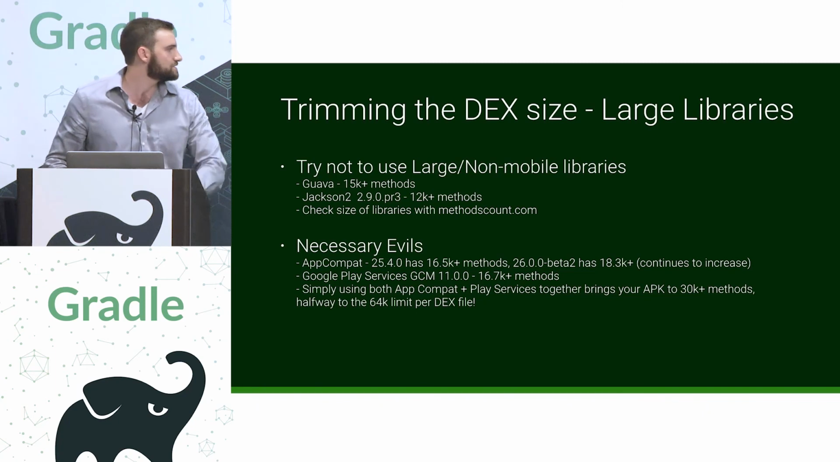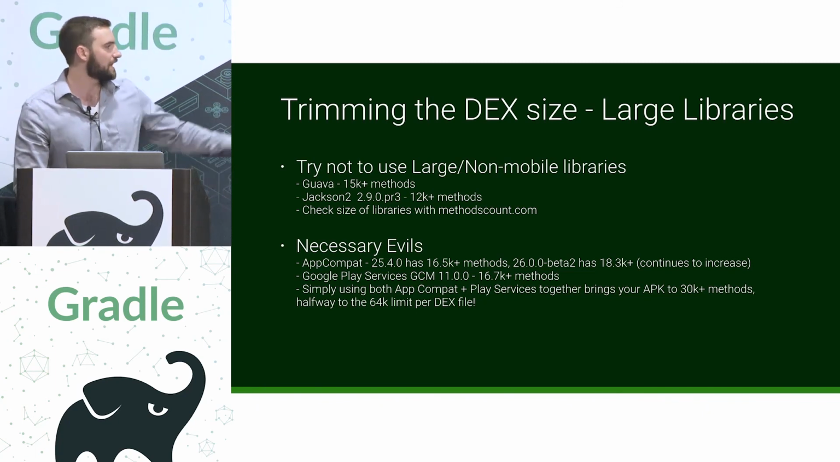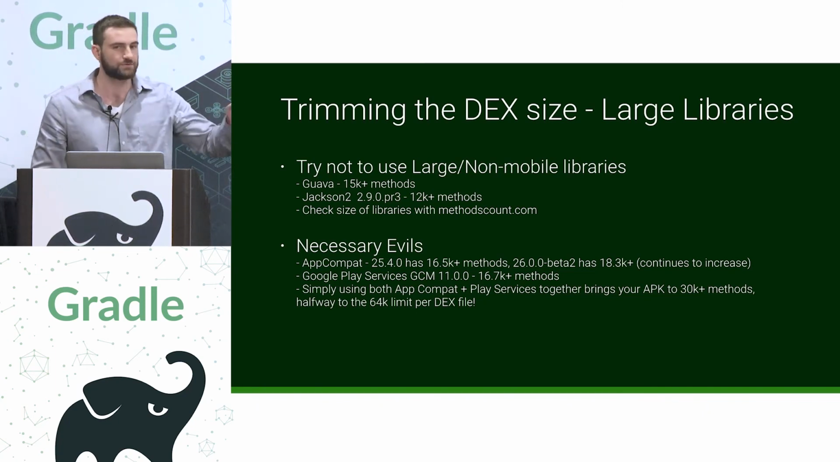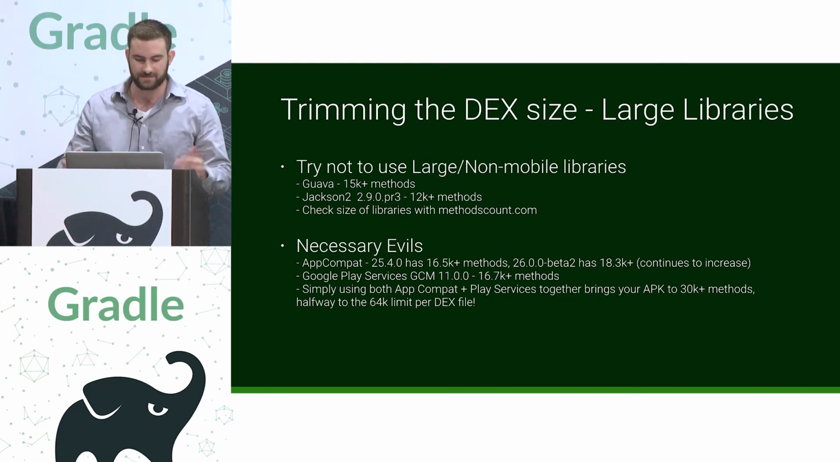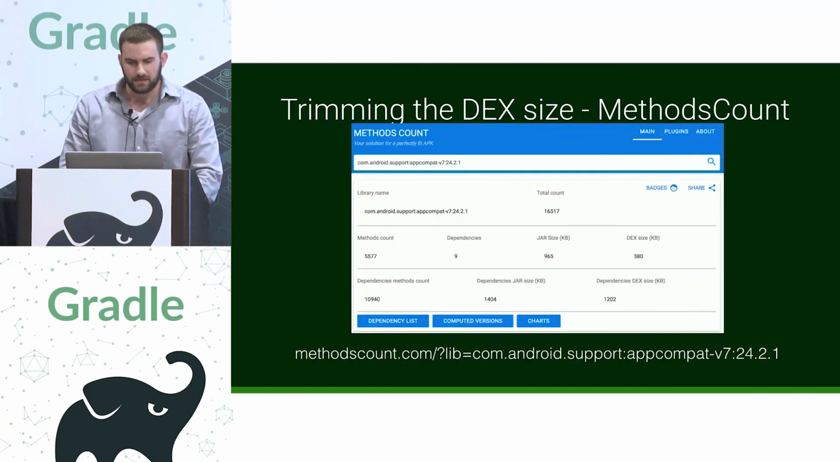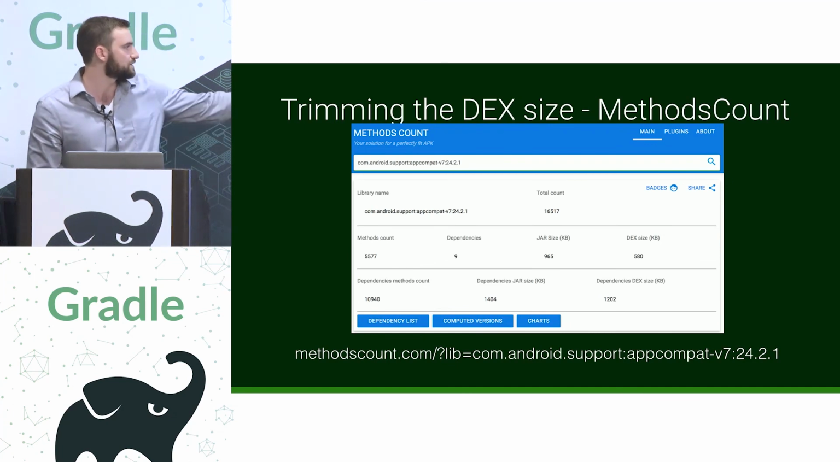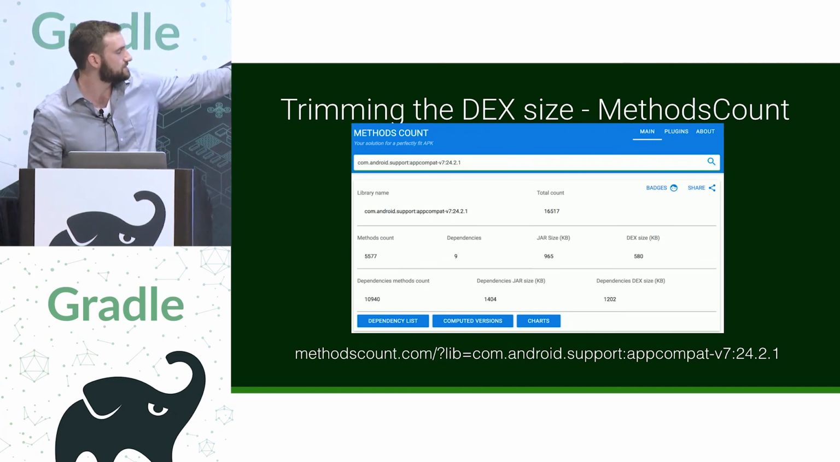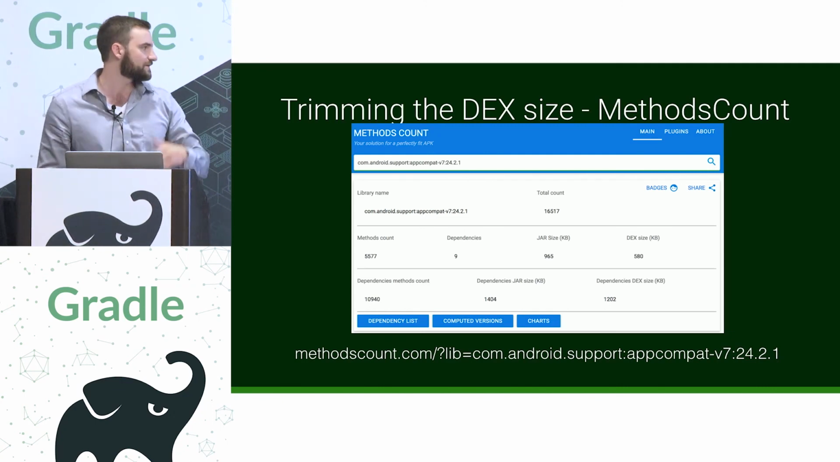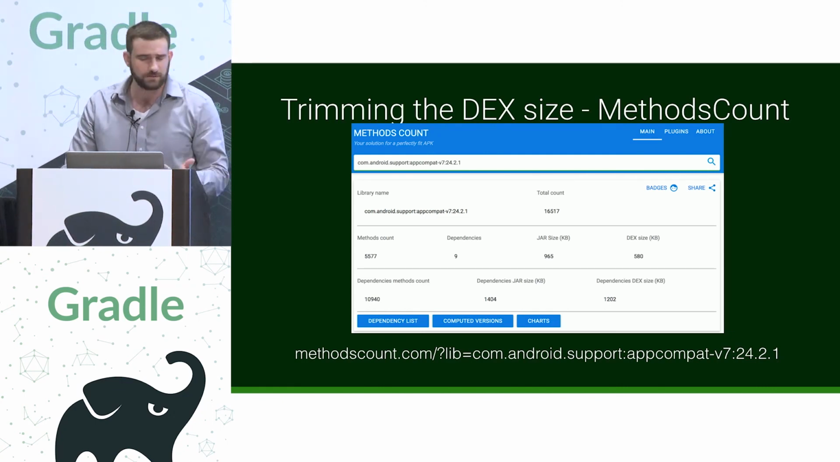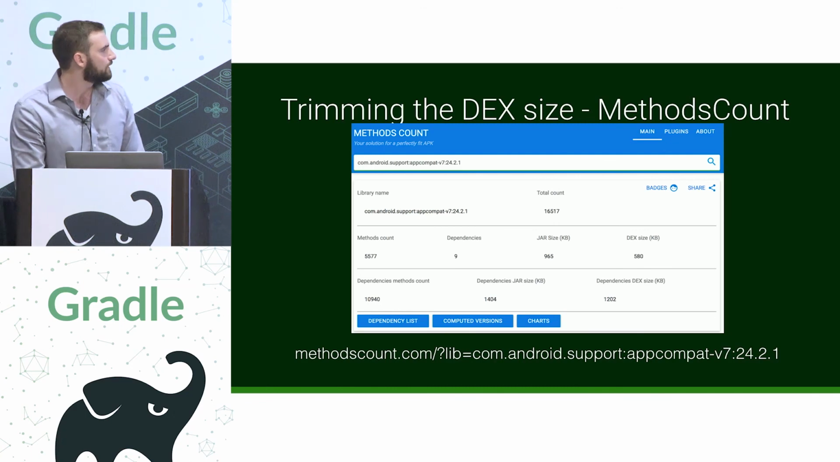And as you can tell, just simply adding AppCompat and Google Play Services, you're already at 30K plus methods, which is very close to the DEX limit, which is around 65,000 methods. So here's a picture of MethodCounts.com. You can simply type in the library that you want. It tells you the current method count of the top level dependency, and then gives the method count of the transitive dependencies. I found this to be very helpful.